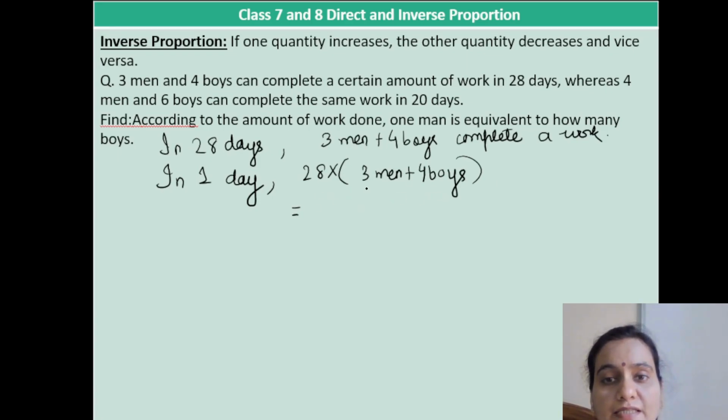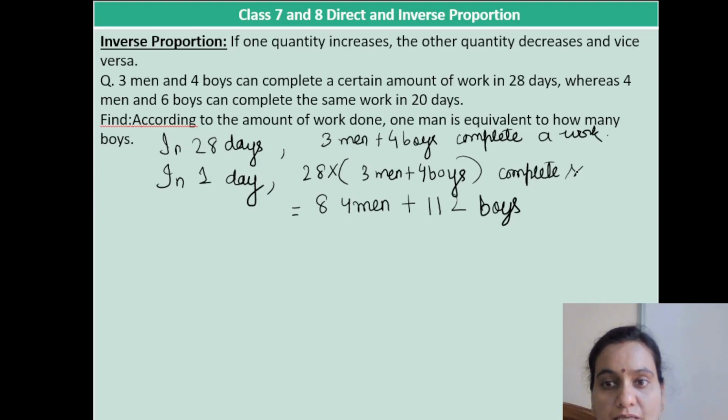So 28 into 3 will be how much? 3 8s are 24, 2 gets carried over, 84. That is 84 men. And then 4 8s are 32, 3 gets carried over, 4 2s are 8, 8 plus the carried over 3 is 11. So 112 boys will be required to complete the same work.